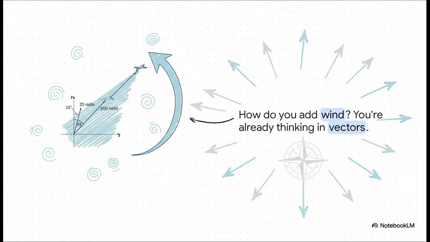Think about it like this. A pilot knows where they want to go and how fast. But what happens when the wind kicks in? You can't just add the speeds together, right? You have to account for the wind speed and the direction it's blowing from. See? You're already thinking in vectors. We're just going to give that gut feeling some real mathematical teeth.